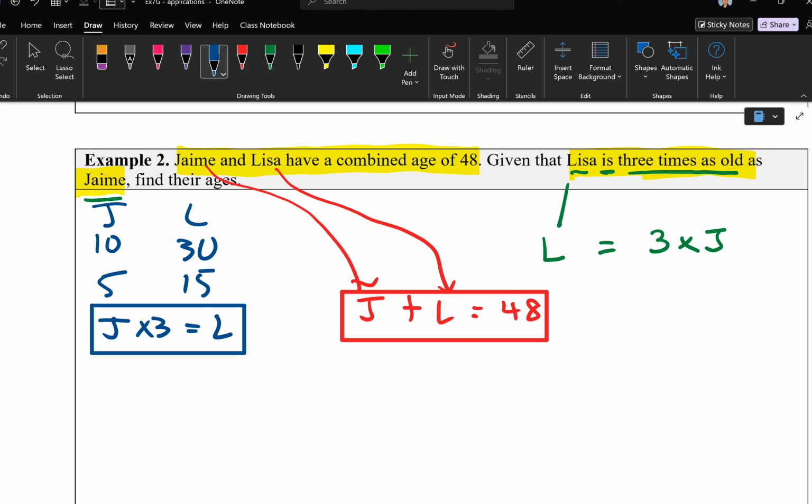We know that Lisa is equivalent to J times 3. So why would we write J plus L when we can replace that L, so Lisa's age, with 3 times J? Because we know Lisa's age is actually 3 times whatever J is, right? Can you see I've now changed the expression. Instead of J plus L, I'm saying it's J plus 3 times J is equal to 48. Now, why do I do that? It's because you only have one person to figure out. It's much easier. If you have 2 people in the problem, it's too hard.